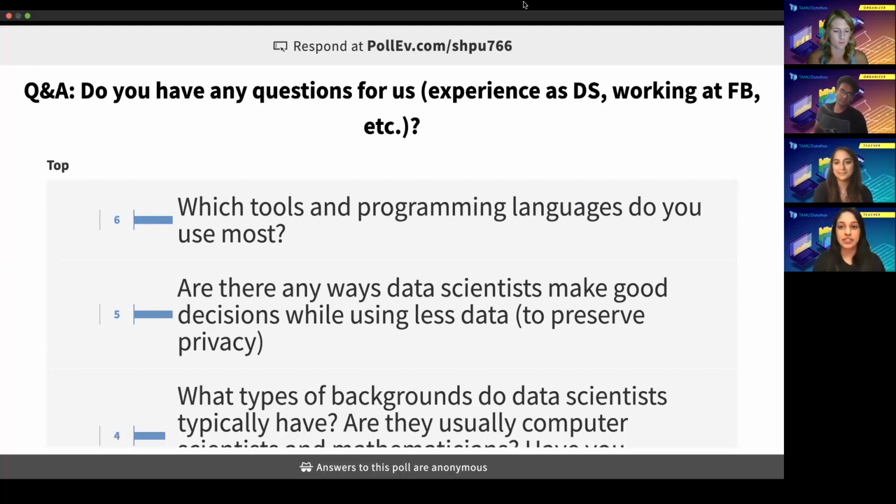Yeah, absolutely. Okay, what tools and programming languages do you use the most?